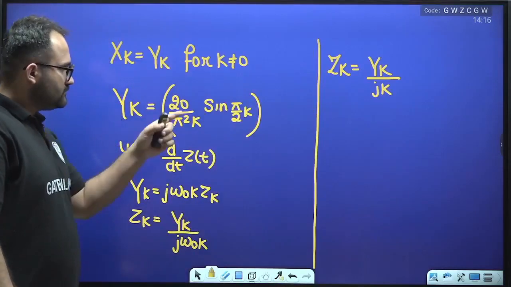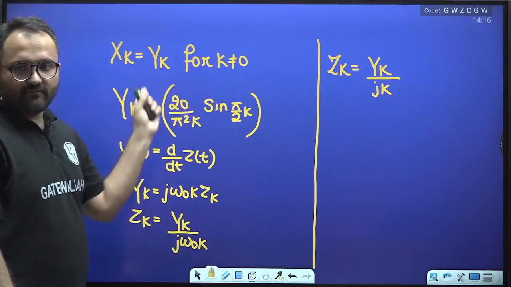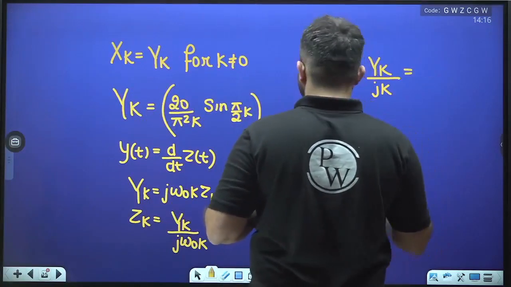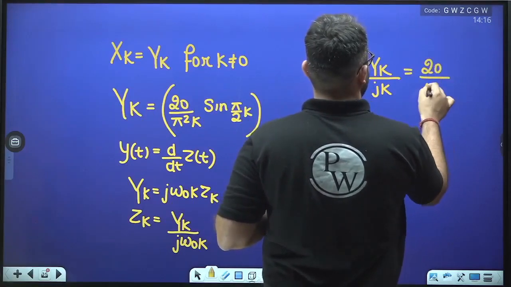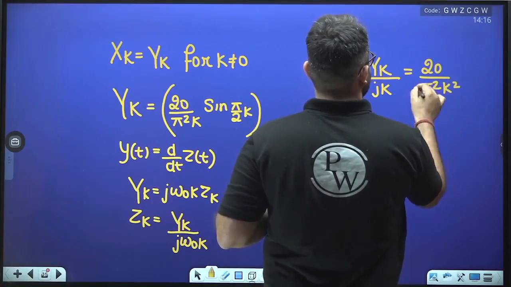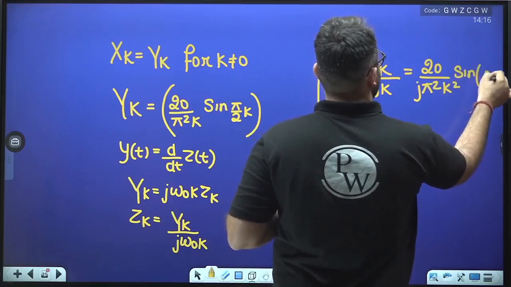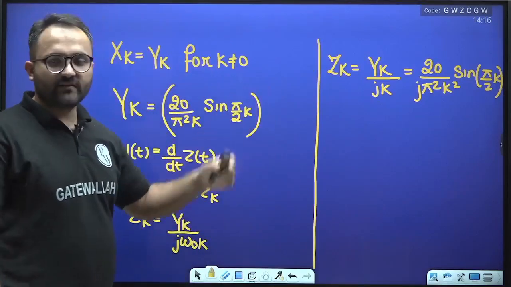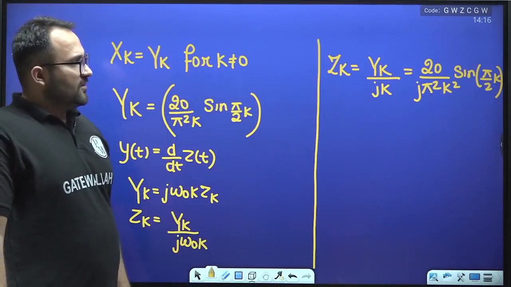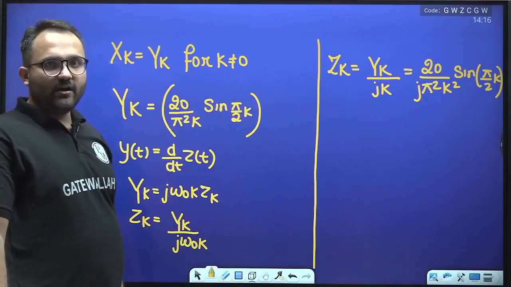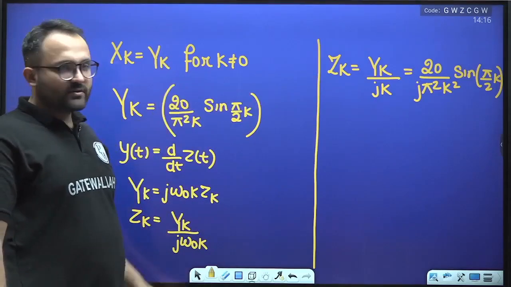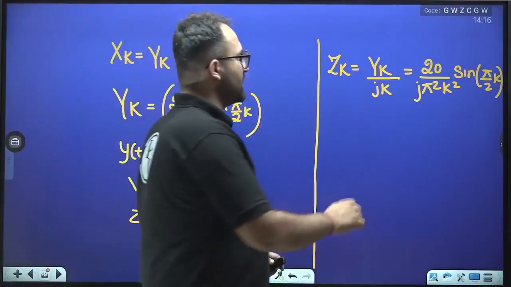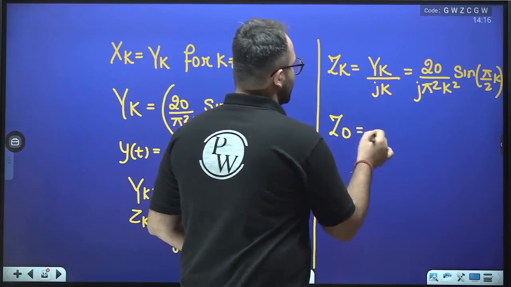Okay, so we have yk, we'll just put it there, so it will be 20 upon pi square. Okay, this is your zk. Now, since we are not worried about k equal to 0 in this whole analysis, we will find out z0 from the figure itself.